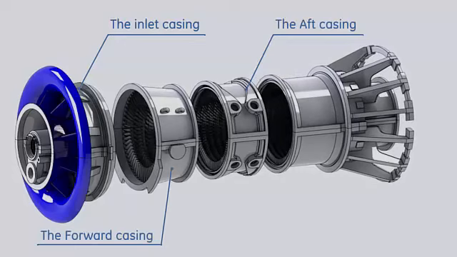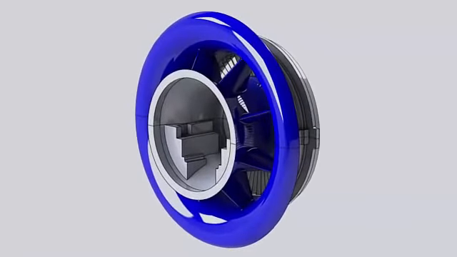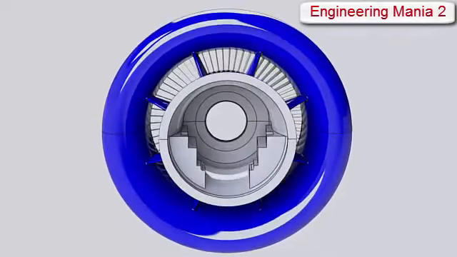The compressor stator consists of 4 main components: the inlet casing, the forward casing, the aft casing, the discharge casing. The inlet casing is located at the forward end of the gas turbine. The blue painted section at the forward of the casing is called the bell mouth. The inner bell mouth is positioned to the outer bell mouth by 8 airfoil-shaped struts.